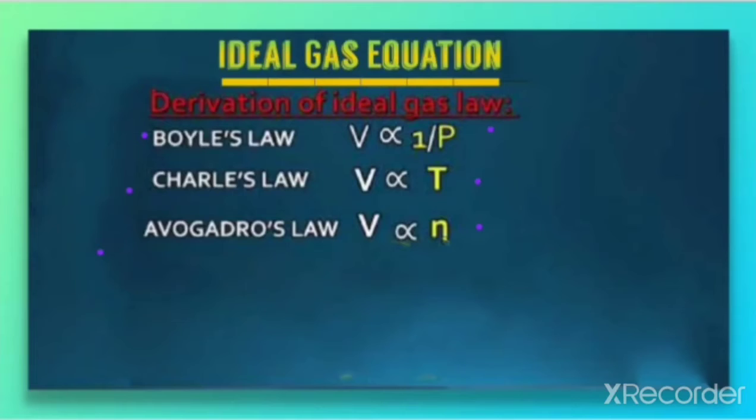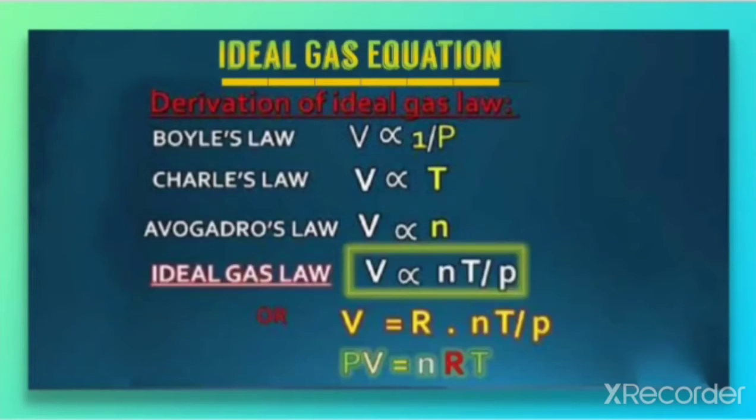Now when you combine these three equations, we get V proportional to nT by P. We are combining these because the LHS is the same, so on the RHS you just multiply, that is nT by P. That is the combination of these. Now when you remove the proportionality sign, you have to add a constant, that is R, the constant of proportionality here. Now we got the equation PV = nRT.